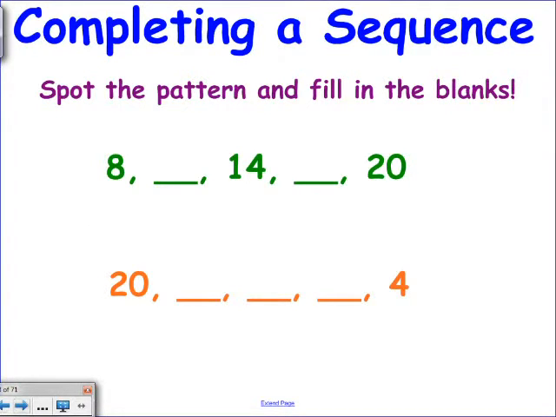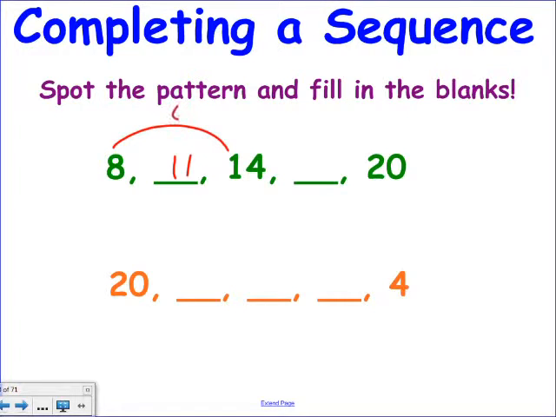Okay, the next thing that they're going to ask you to do is to complete a sequence where you've got gaps in a sequence. So you need to fill the gaps in the sequence. So what number lives in here? 11. And how did you get that, Chelsea? That's good.